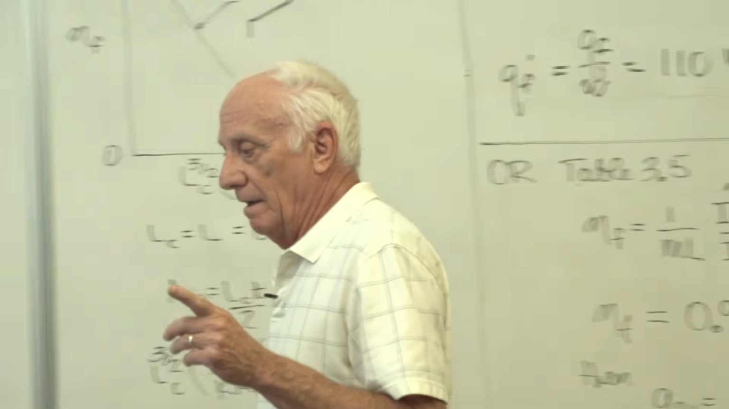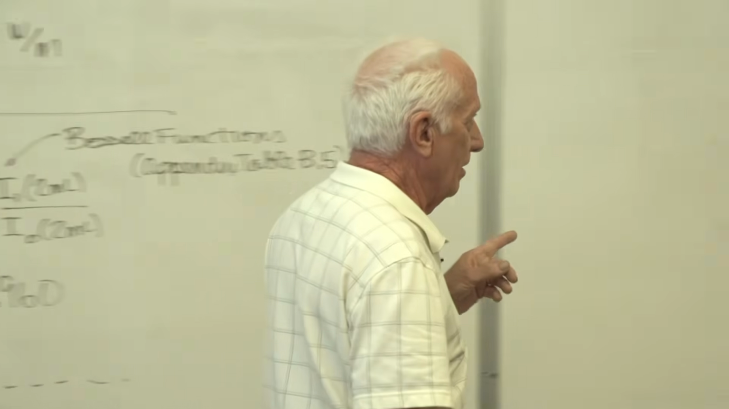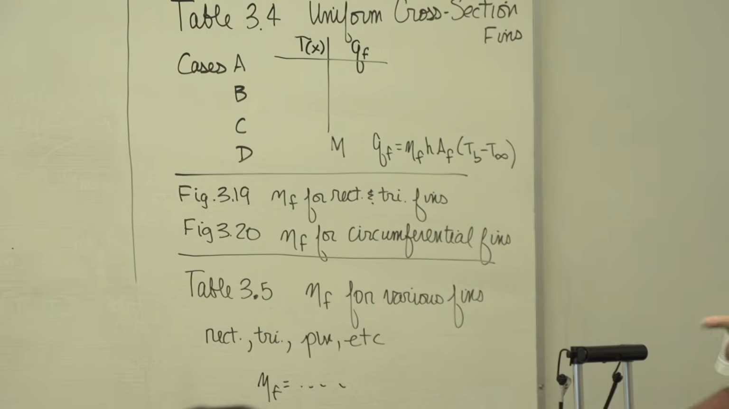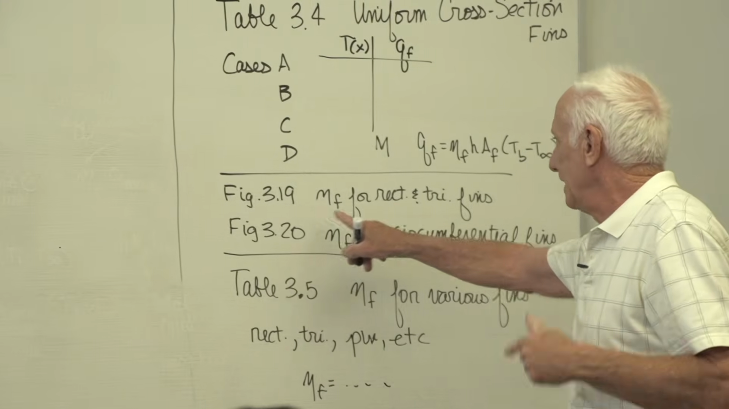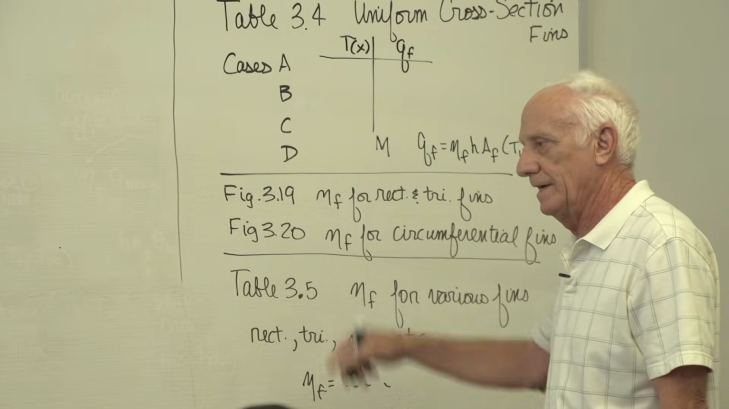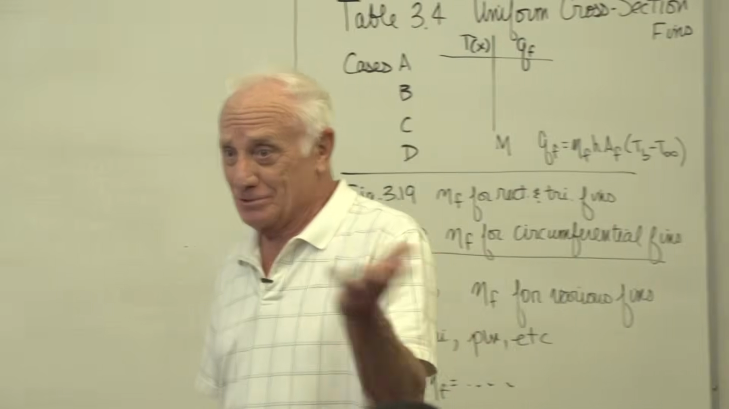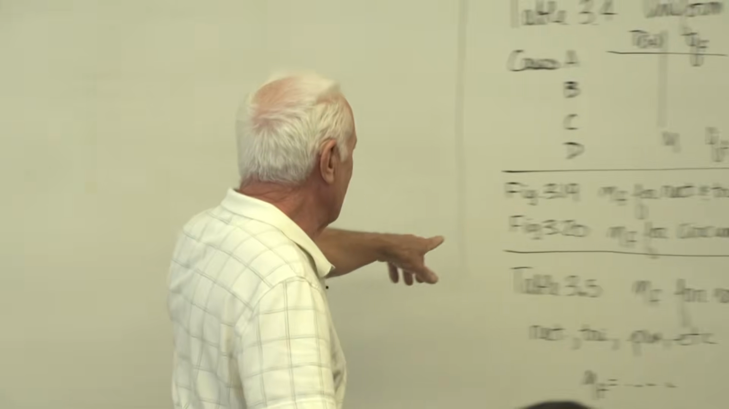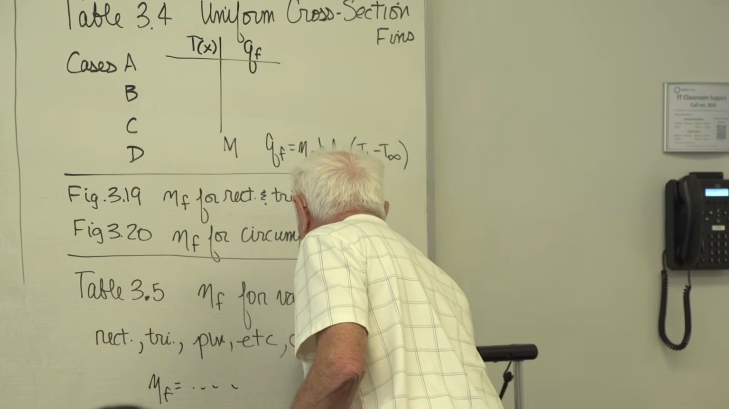Now you take the case of a circumferential fin. Table 3.4, uniform cross-section? No, it's not uniform cross-section. The area gets bigger as you go away from the fin base. Figure 3.19, no, it's not rectangular, it's not triangular, it's not parabolic. No, not figure 3.19. Table 3.5, yeah, it's in table 3.5. So you can use 3.5. Yeah, or the graph, pardon me. Excuse me, 3.20. You can use 3.20. And I'll put this down here too. Circumferential.